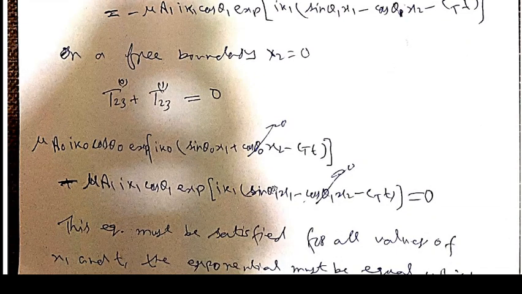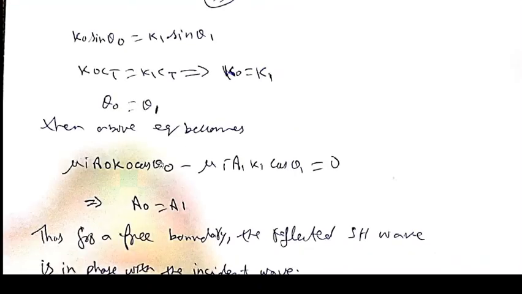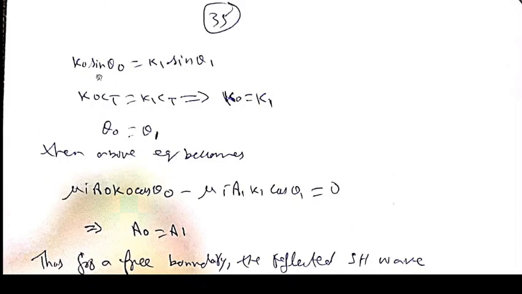So again the same thing will be applied, and you will have identical exponentials: k0 sin theta0 equals k1 sin theta1, k0 c2 equals k1 c2. This implies that k0 equals k1, and from k0 equal to k1 you will have theta0 equal to theta1. Then the above equation becomes, from here you can write A0 equals A1.